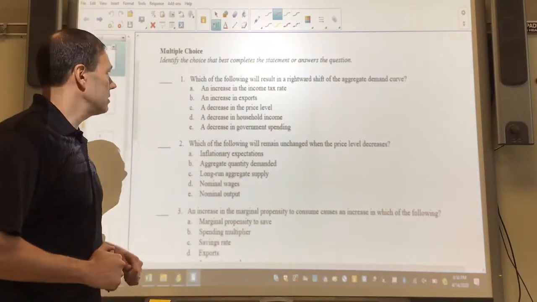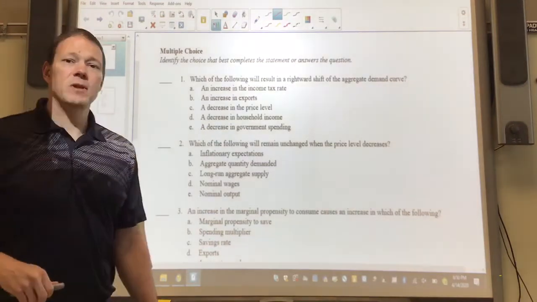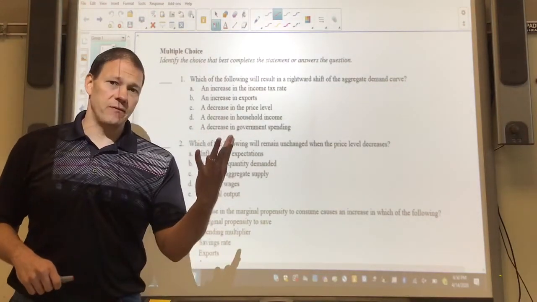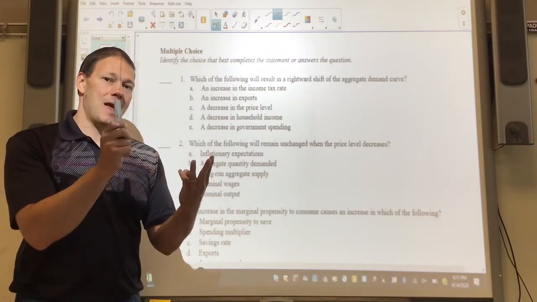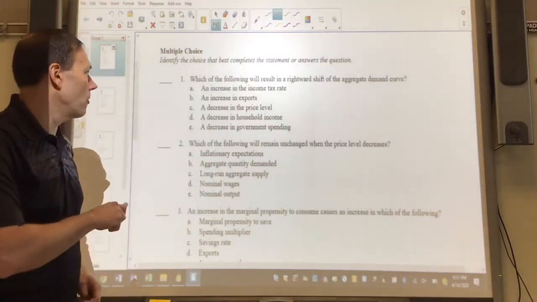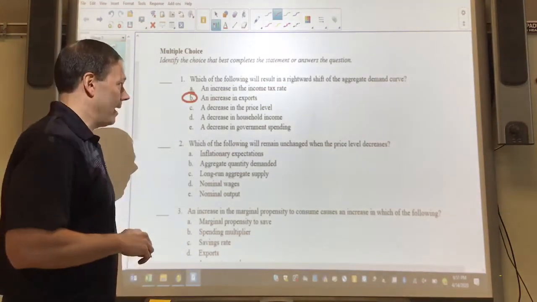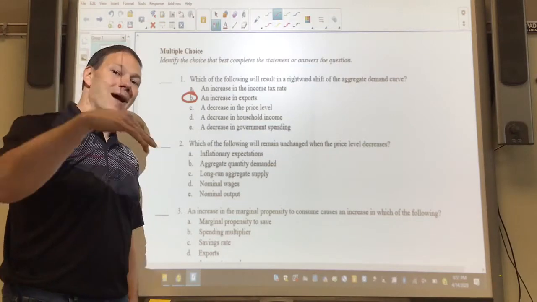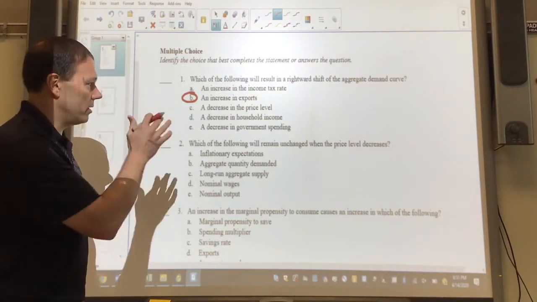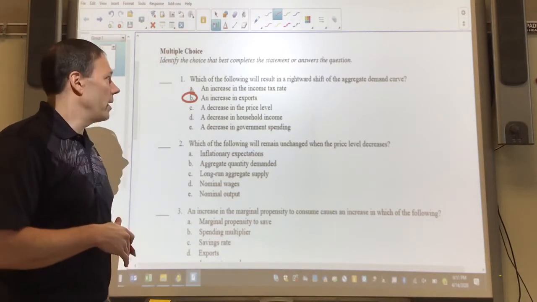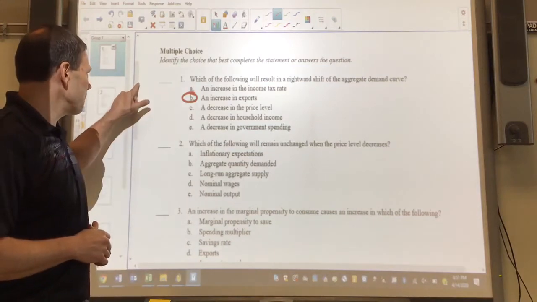So let's get started. Number one, which of the following would result in a rightward shift of the aggregate demand curve? Four things affect demand: consumption, investment spending, government spending, and net exports. So in this case, the answer to number one is B, an increase in net exports. That means other countries are buying our things. As they buy our things, then it increases aggregate demand. The other ones would either cause aggregate demand to decrease or wouldn't affect aggregate demand at all. So number one is B.